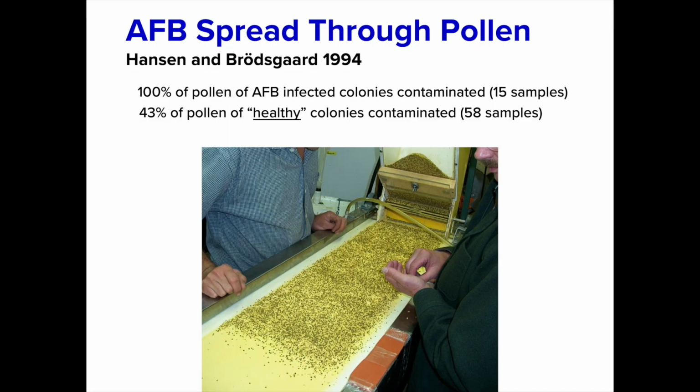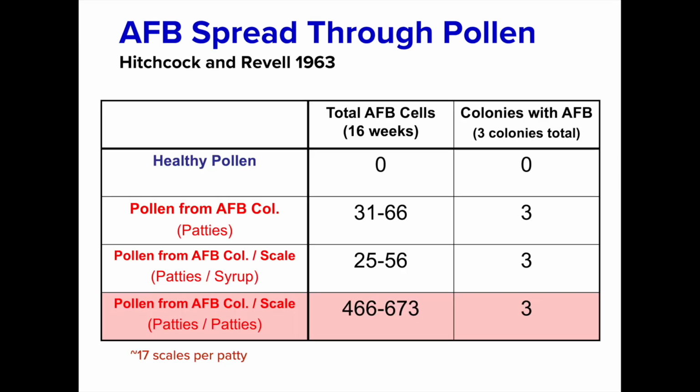There was a study though where they looked at the pollen and they looked at colonies that had AFB, and 100% of the pollen from colonies with AFB had the disease, and 43% of the pollen from apparently healthy colonies had AFB spores. And the significance of this comes in this table, one of the last of the evening.